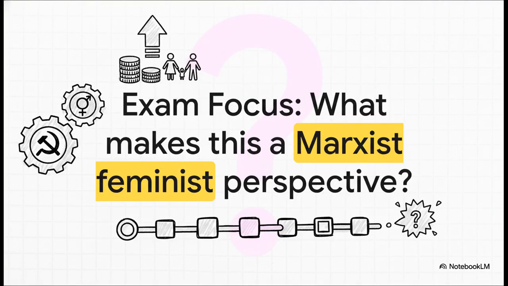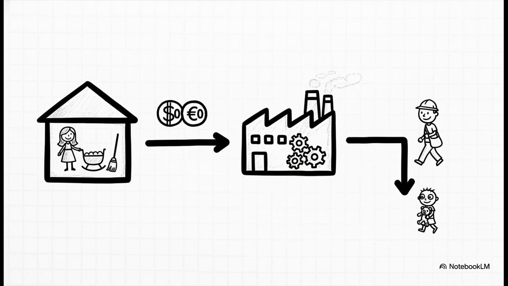All right, part 2 of the exam question. We know what antisocial means now, but what makes this a specifically Marxist feminist idea? Not just liberal, not just radical, but Marxist. Where's that connection to capitalism? Okay, here's the crucial link.